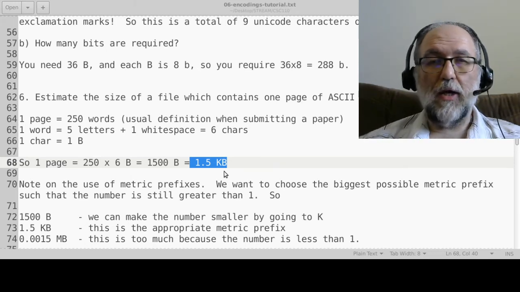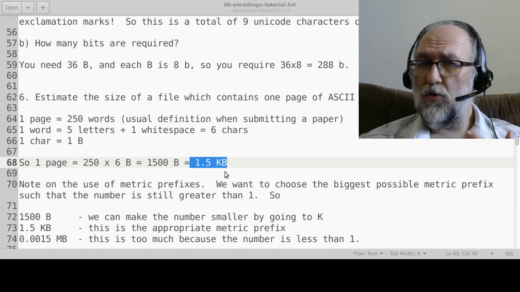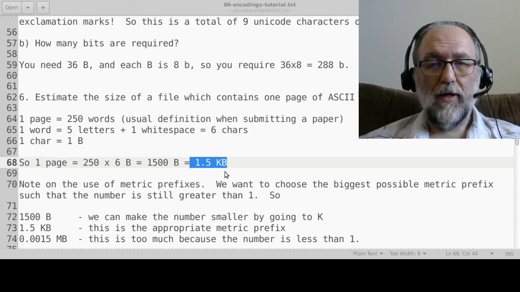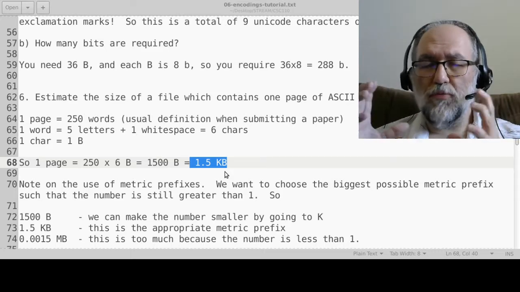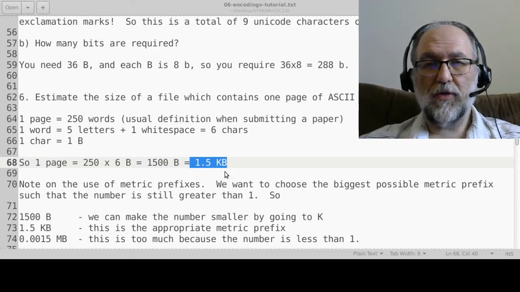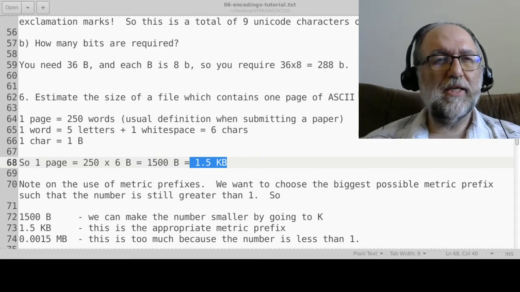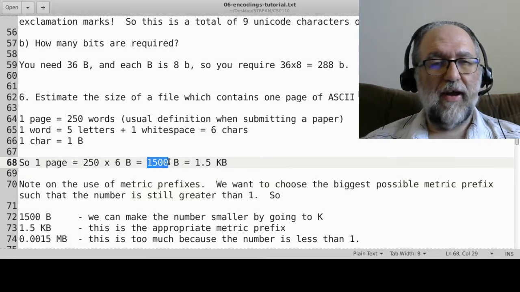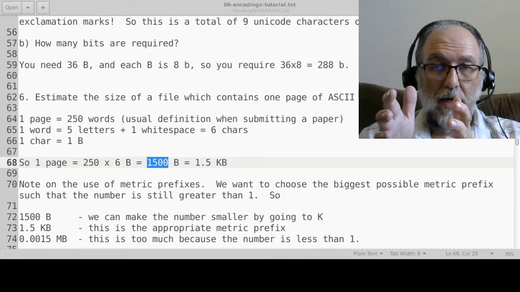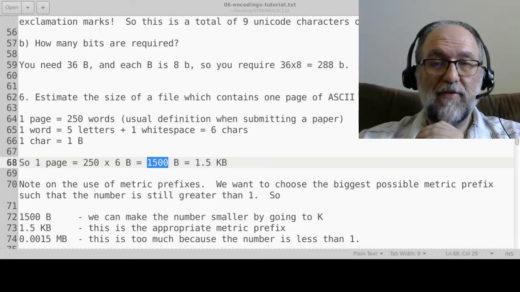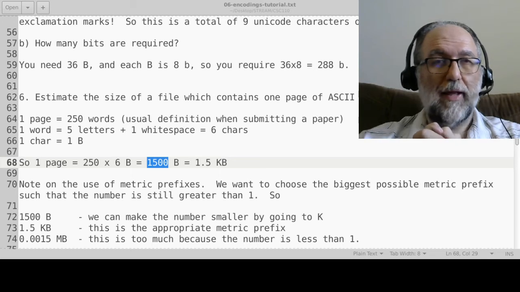Now, how I converted from 1,500 bytes to 1.5 kilobytes, you'll see in some of the following questions. But basically, when you're doing the assignment or the test, what I expect you to do is take whatever answer you get and convert it to an appropriate size metric prefix. Now what does appropriate size mean? So 1,500, you can actually make that number smaller and bump up your metric prefix by 1.